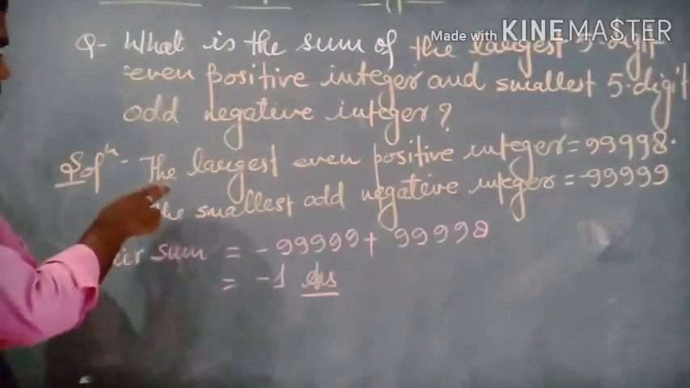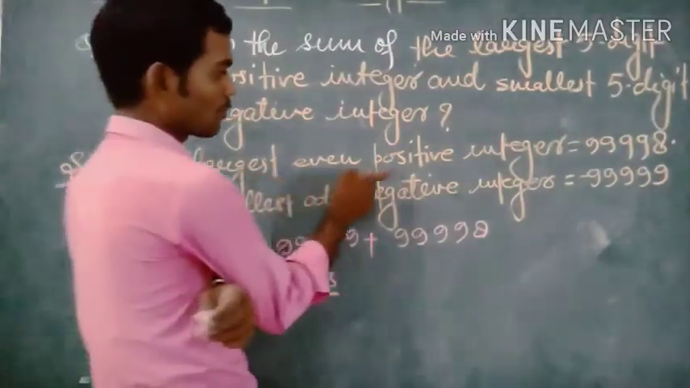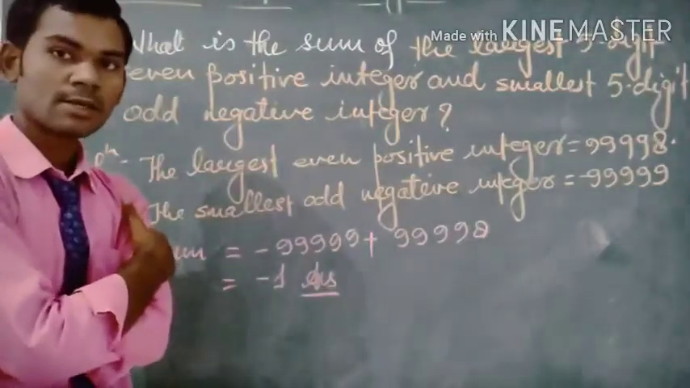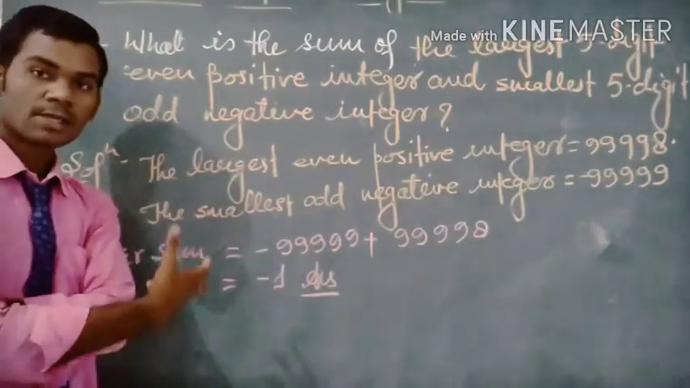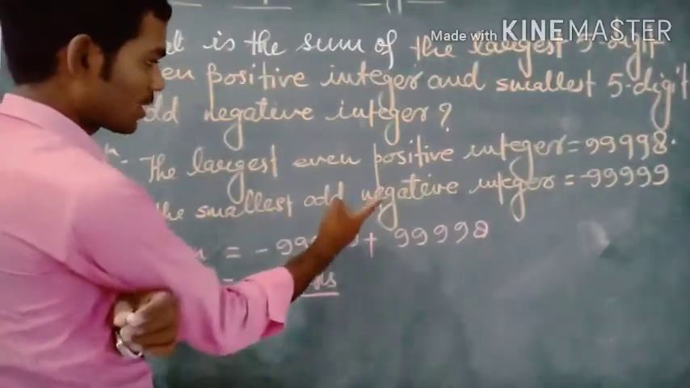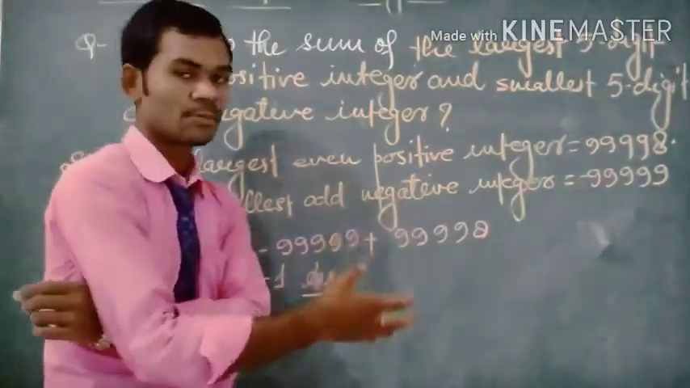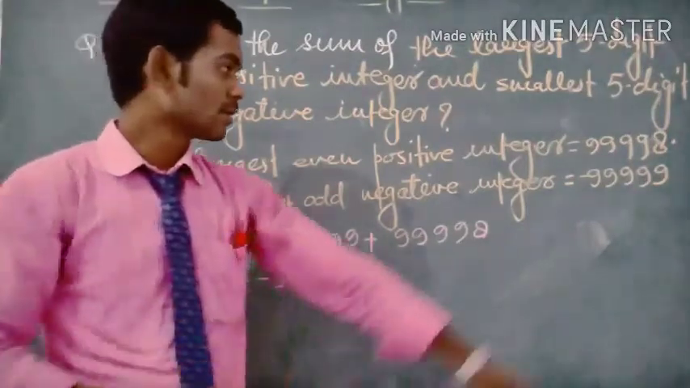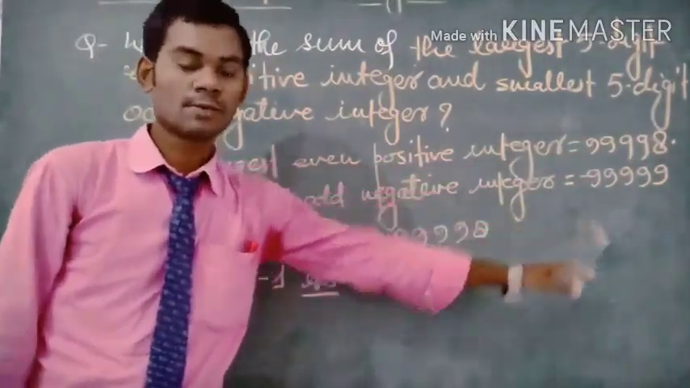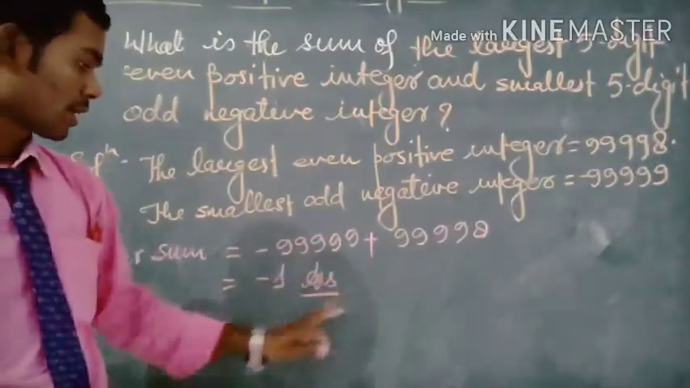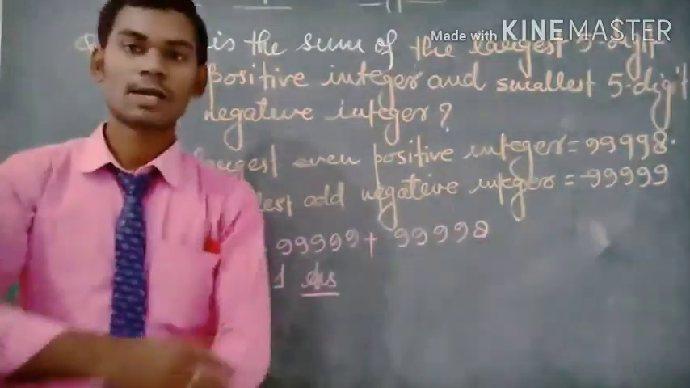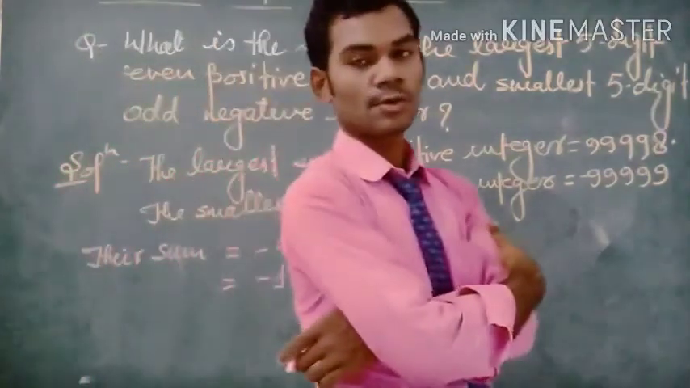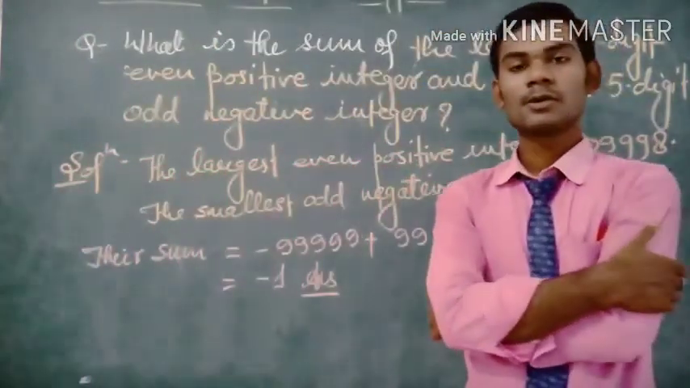So here we write the largest even positive integer of 5 digits, and the smallest odd negative integer of 5 digits, minus 99,999. We have to find their sum. Therefore, their sum will be as given here. So students, I hope it is clear to everyone. And if you have any doubt, then you can comment, okay?